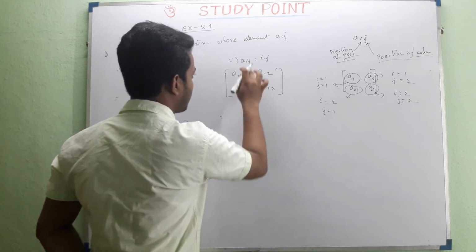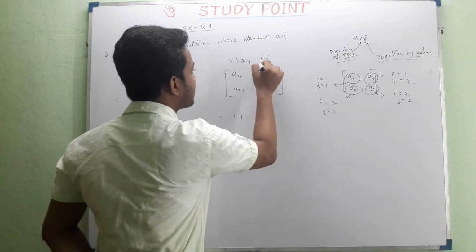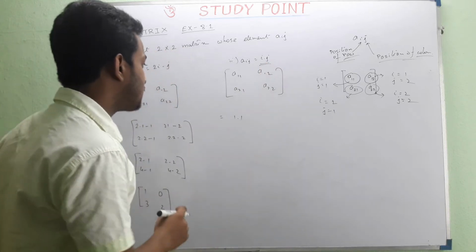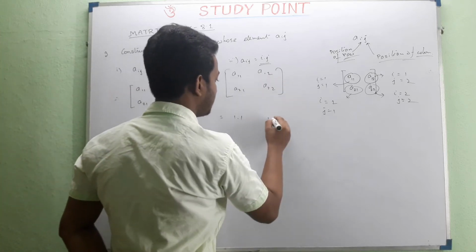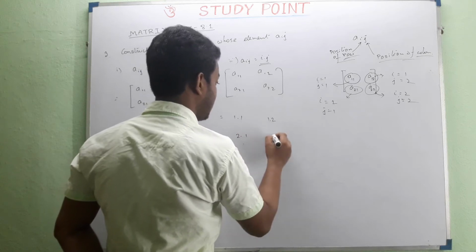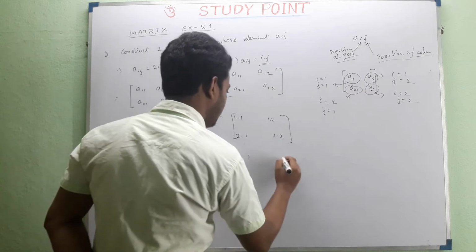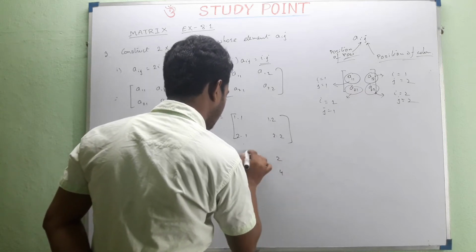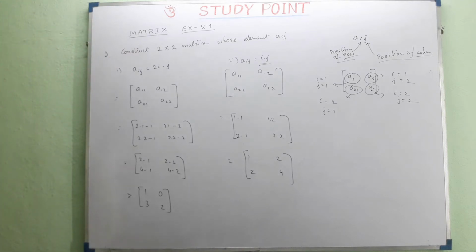for this part, for ij, i is 1 and j is 1. Because the representation is i into j, the value of i and j will be just multiplied. So i is 1 and j is 2. i is 2 and j is 1. i is 2 and j is also 2. So the values are 1, 2, 2, 4. So this is the matrix for the second part.